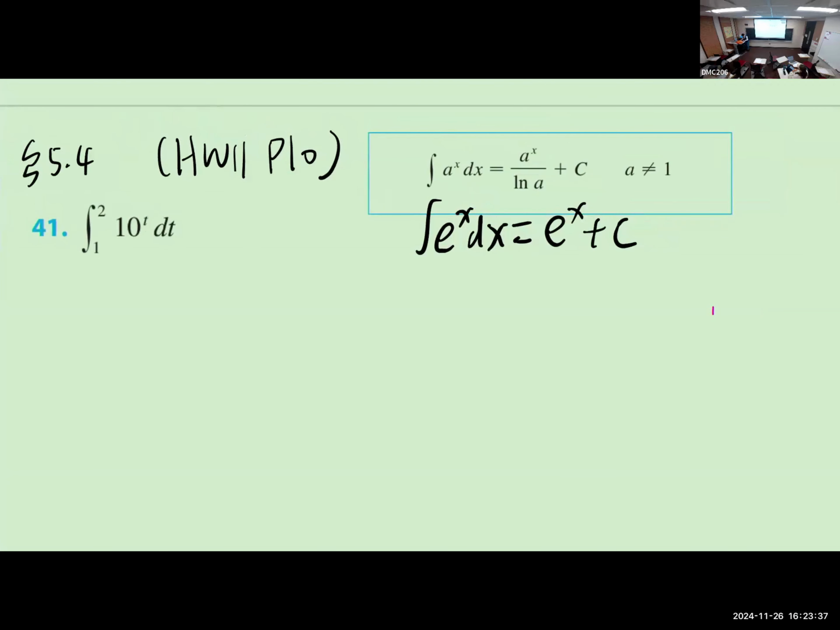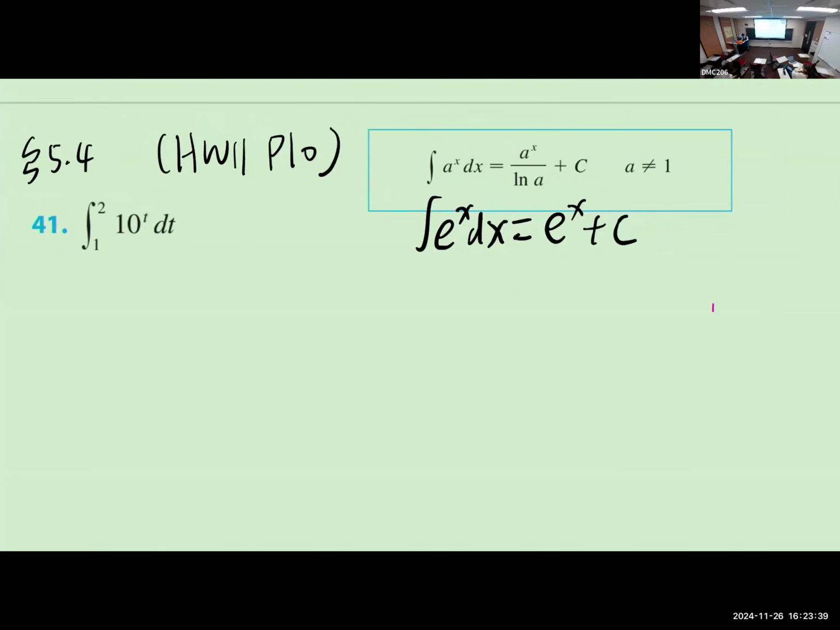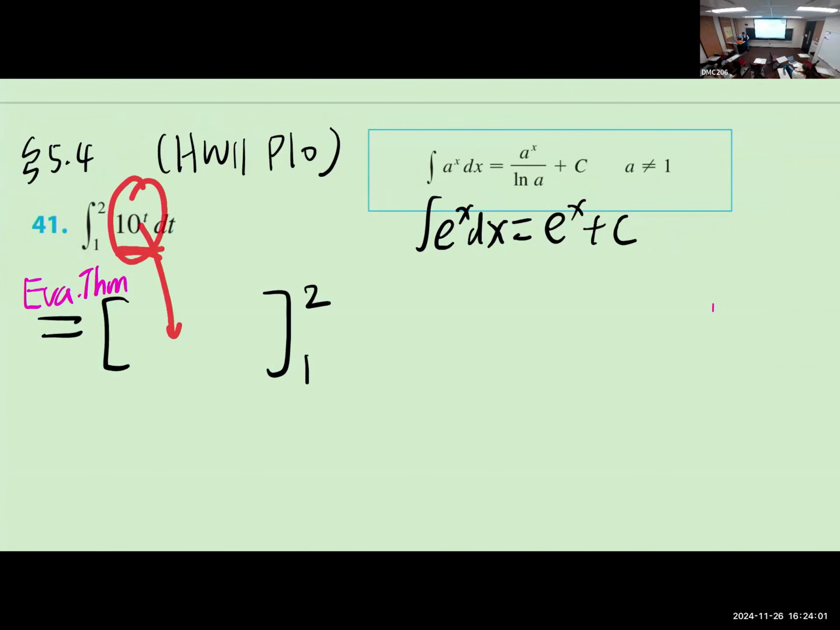So how do we do that? Well, with this formula in mind, this is as easy as pie. We have this equals, by the evaluation theorem, the antiderivative evaluated from 1 to 2, right? Evaluated on the two bounds by the evaluation theorem. We need to put the antiderivative of 10 to the t here. That's the evaluation theorem. Does that make sense?